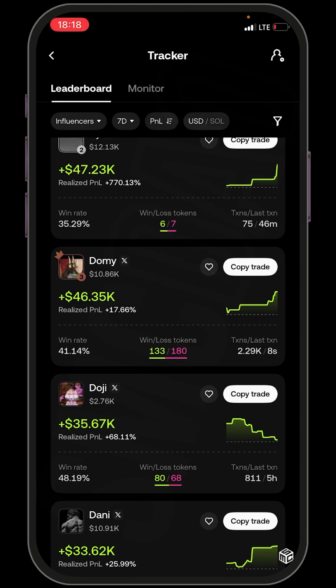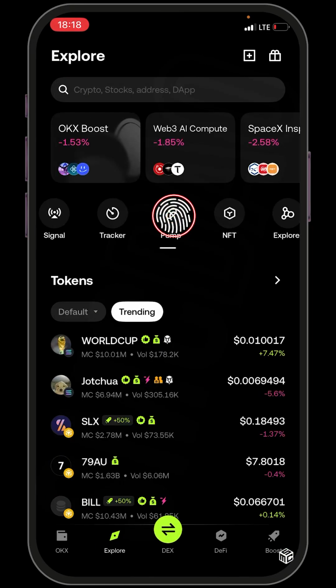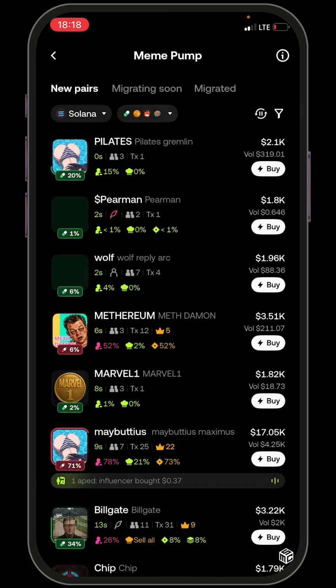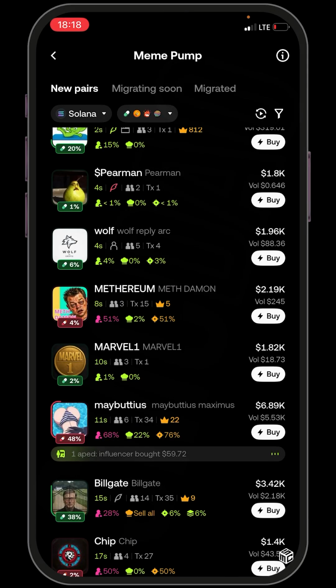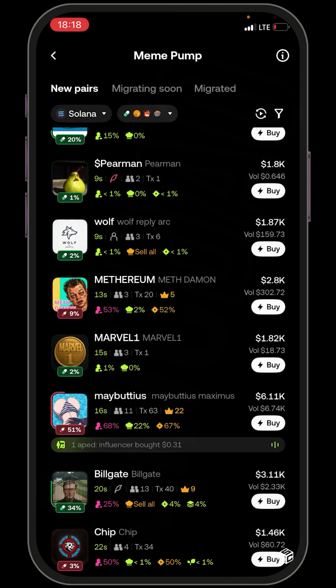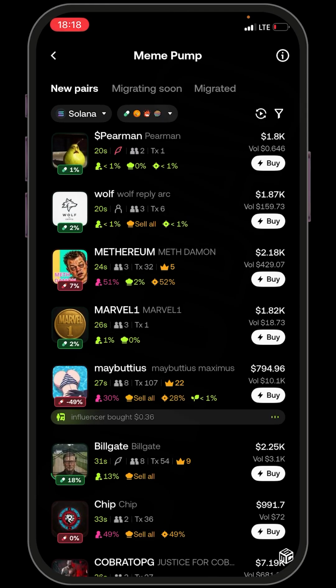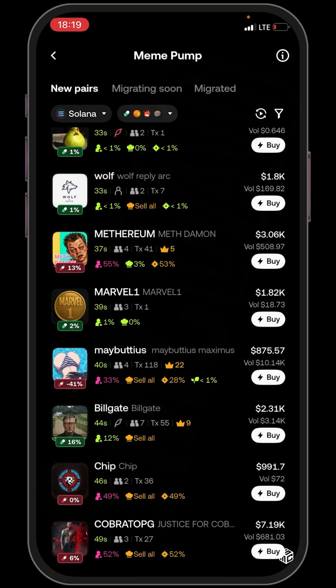So finally, let's look at the pump tab. So guys, this section shows early stage tokens that are just launching. The pump feature consists of new pairs. New pairs show you tokens the exact second they are created across different blockchains, okay? So while the migrating zone means the token is building up huge trading volume and it's ready to launch on a DEX, then we have the migrated tab for tokens that are officially trading on the open market, okay?